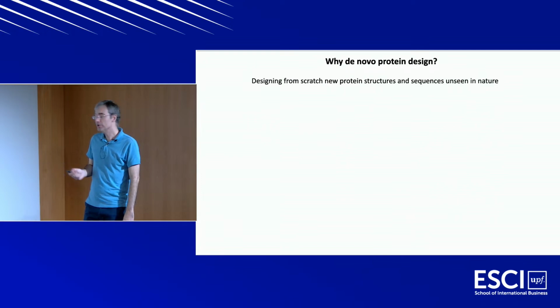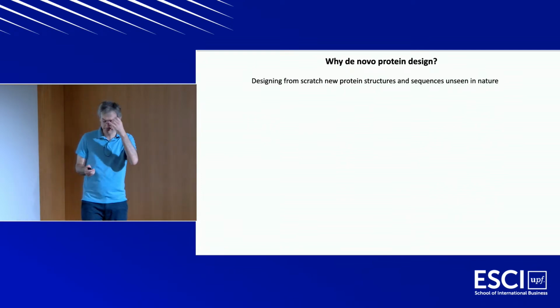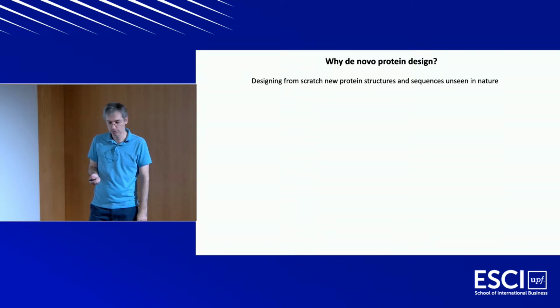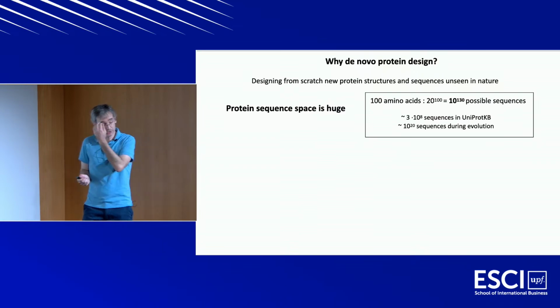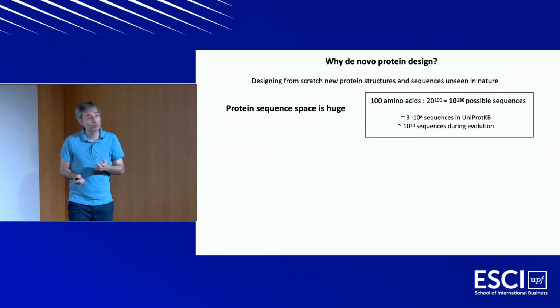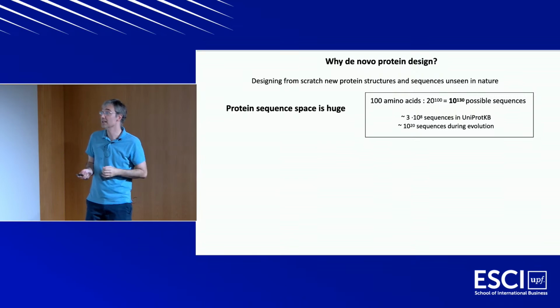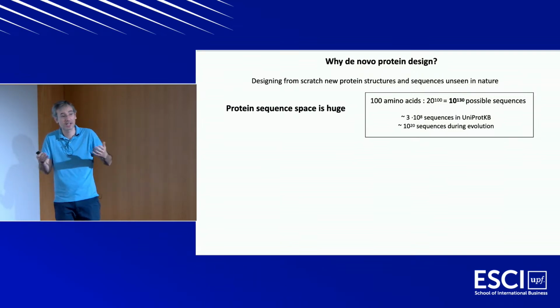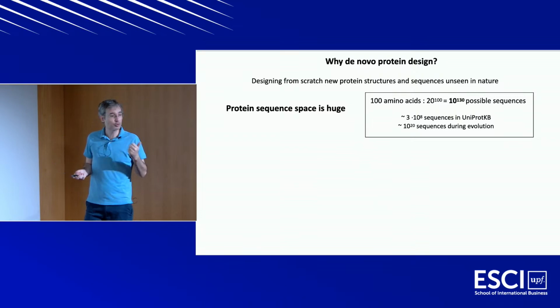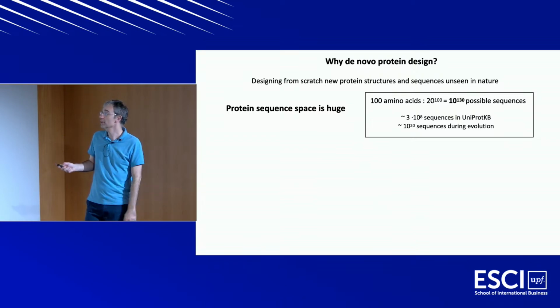But why do we want to design entirely new proteins? Essentially because there are plenty of opportunities. The protein sequence space is huge. Imagine you have a protein that has 100 amino acids, an average size of a protein, and you have 20 amino acids for each position. So it means that you have 20 to the number of amino acid positions. This is an extraordinarily high number of possible sequences.